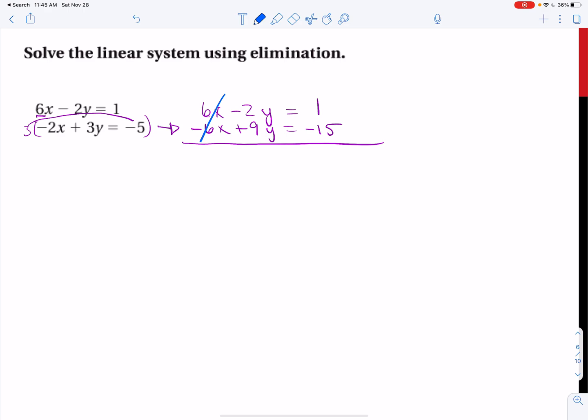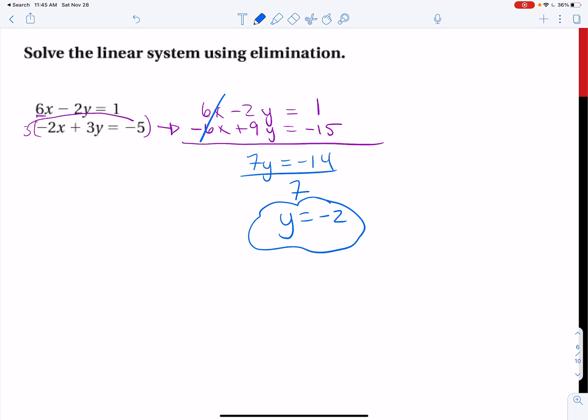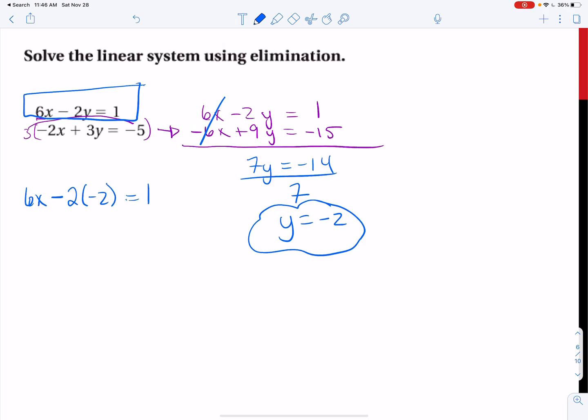Your x's eliminate as planned. And then I'm going to have 7y equals negative 14. Divide by 7. Y is a negative 2. Okay, let's find x. Which equation do I want to use? I don't know. I'll pick the upper one. So I'll say 6x. They both look the same. That's why I didn't spend too much time deciding. Negative 2 times negative 2 equals 1.